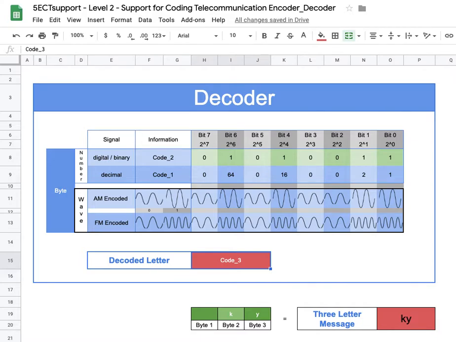Sheets coding our telecommunication decoder now, support level 2. Let's take a look. We got our decoder. So you would have received a signal from one of your teammates and you would have been entering it here in the green, and you would decide, are you going left to right or right to left? That would be part of your protocol.